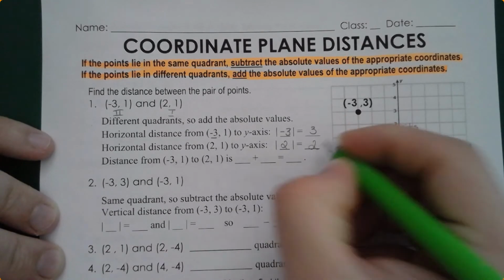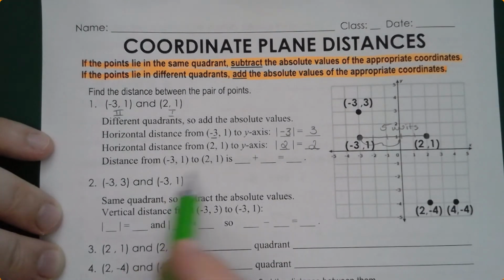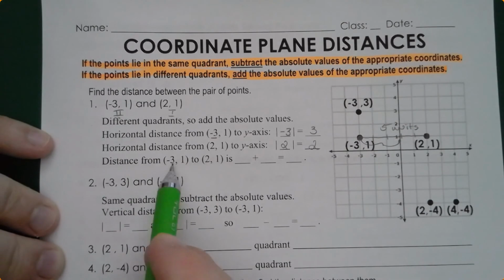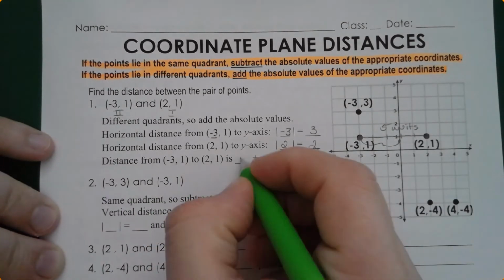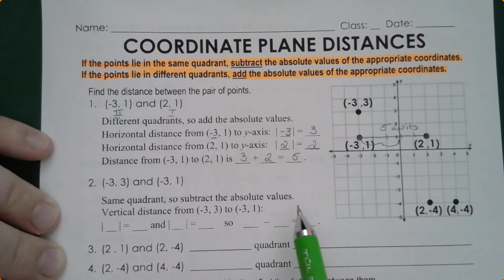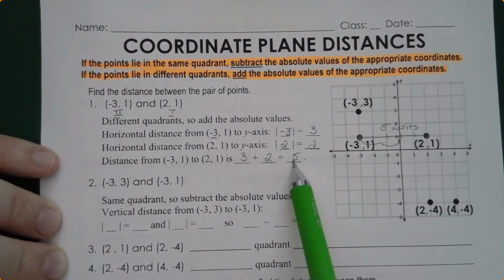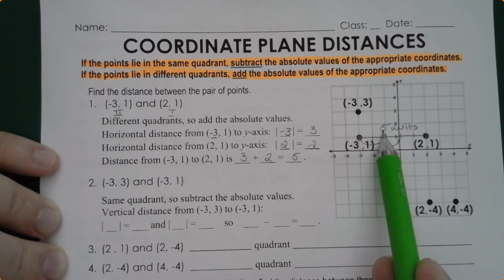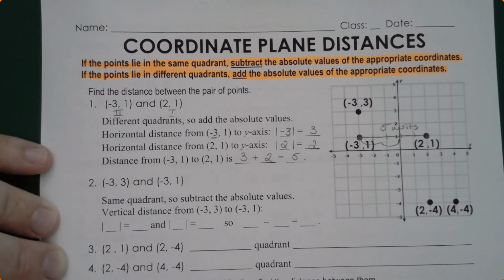So now we're just going to add. The distance from negative 3, 1 to 2, 1 is going to be 3 plus 2, or 5. And look at that. Our values match. 5 units, 5 units. So it checks. That means we've done everything correct. Now let's take a look at number 2.